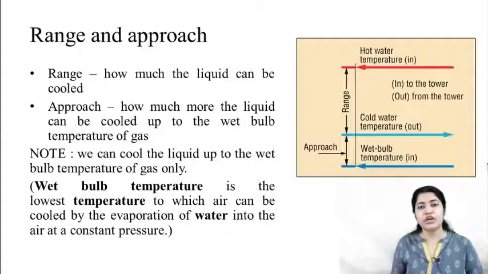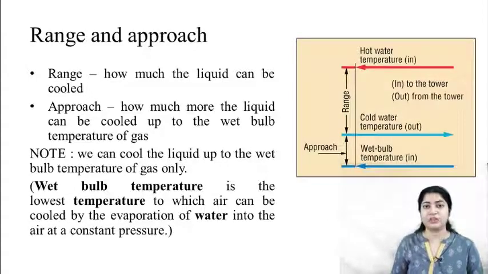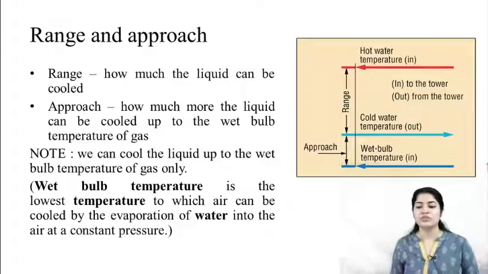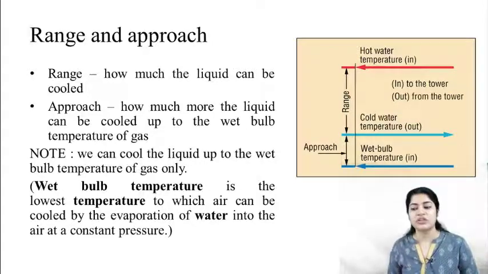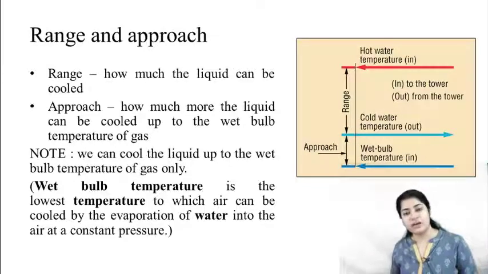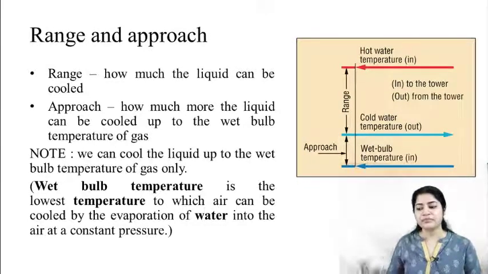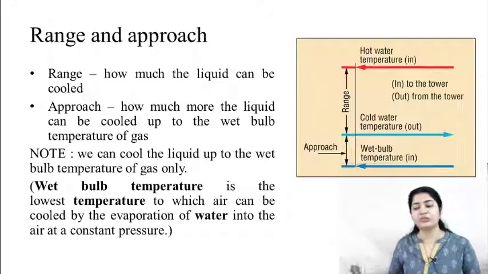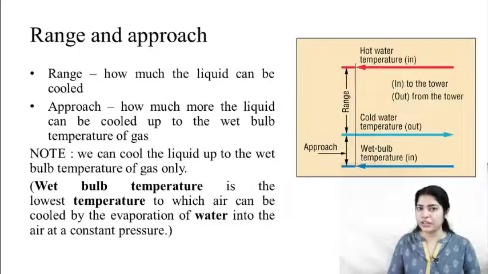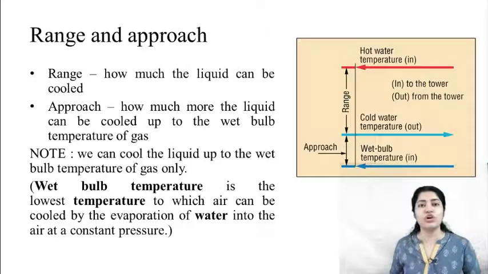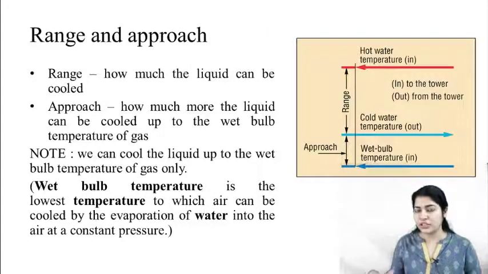So when we are talking about evaporative cooling, your air can only be cooled up to wet bulb temperature, because at wet bulb temperature your air is unsaturated. More water can be taken into it. So here you can see what range is: hot water temperature in and cold water temperature out, into the tower and out of the tower. Hot water in minus cold water out, that is your range, up to which you can cool it.